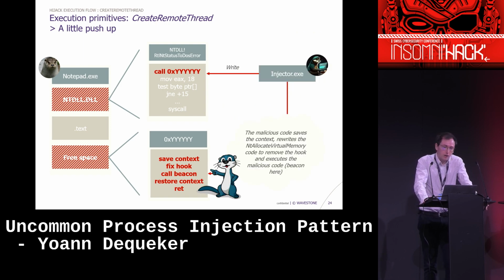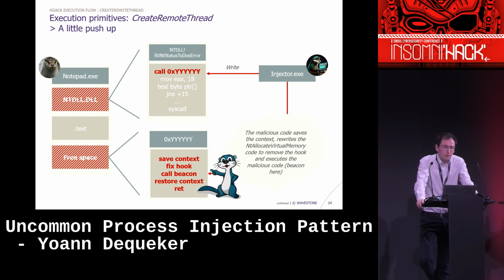And here, our malicious code will do some things before calling our malicious beacon. It will save all the context, so all the register and stack context. It will remove the hook we have placed on the ntdll function. It will call our beacon, and once the beacon has been executed, it will restore the context and return the execution flow to the RtlNtStatus function.